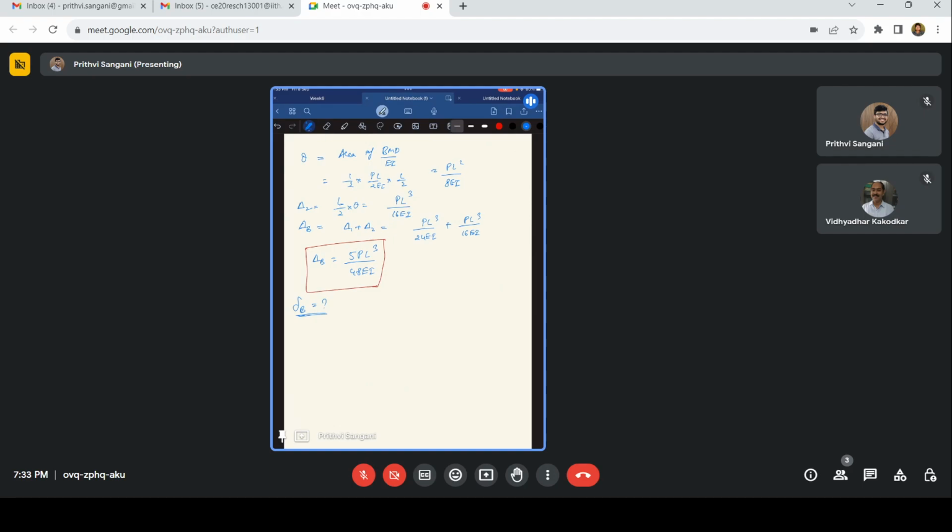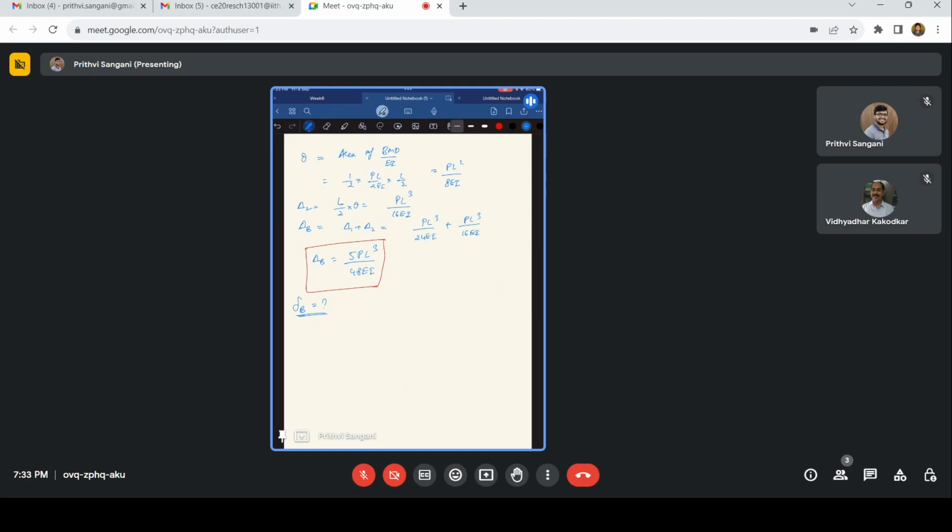UDL W. This is A. This is B. W is given as 10 kilonewton per meter, and the length of the beam is 12 meters. This is problem 3. Length of the beam is 12 meters.